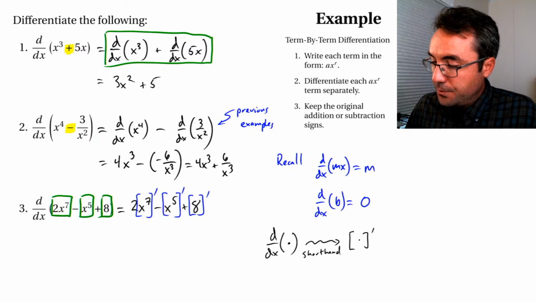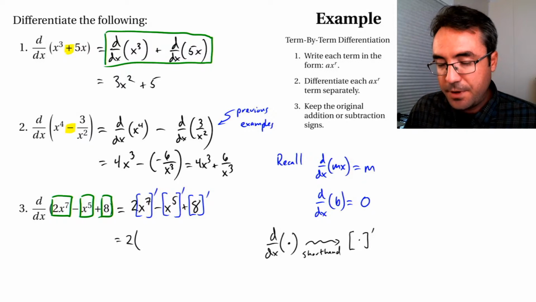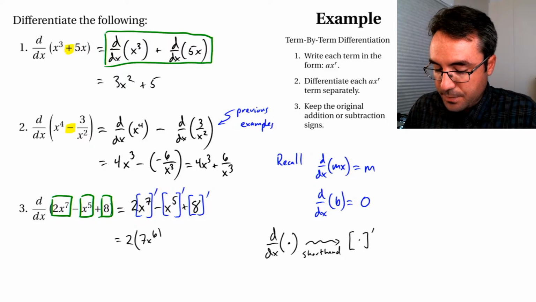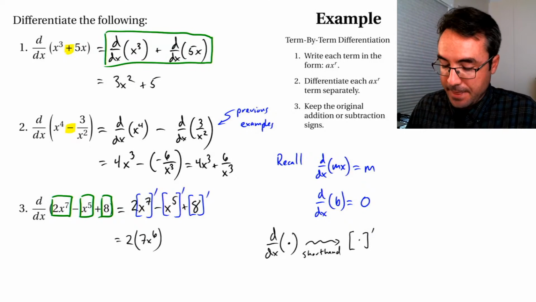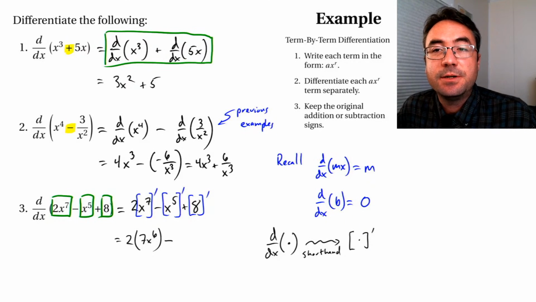So then we go through and do the differentiation. The derivative of x to the power 7, power rule: bring down the 7, keep x the same, and subtract 1 in the exponent to get 6. Then we have subtraction originally, so we're going to keep subtraction, and then do the power rule of x to the power 5.